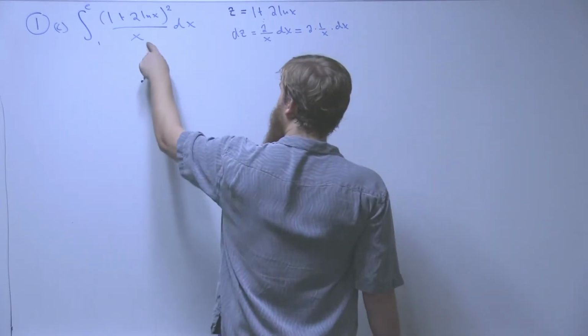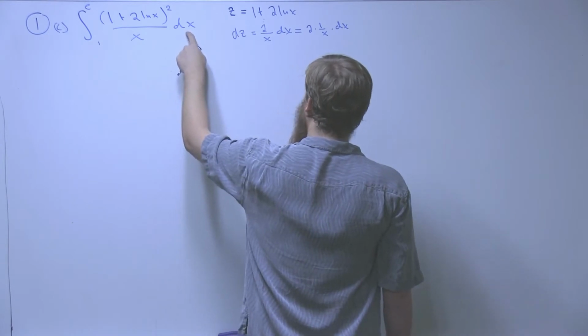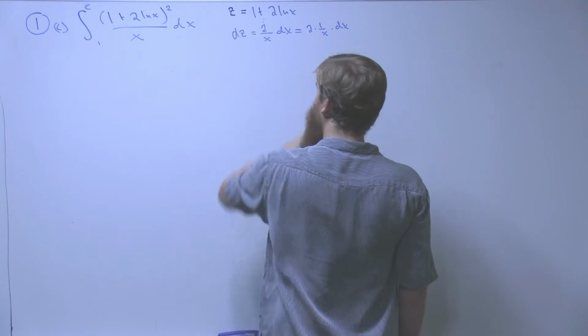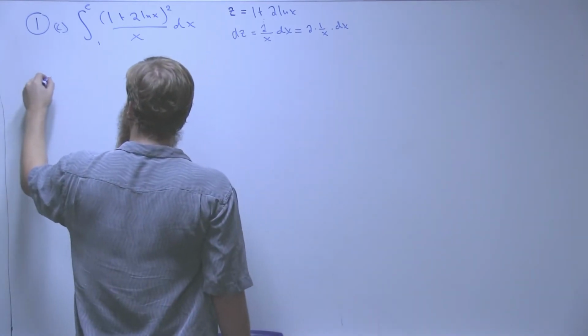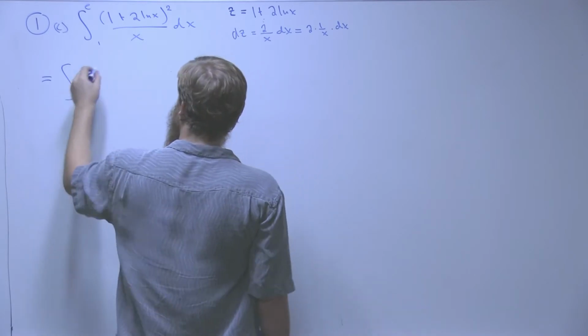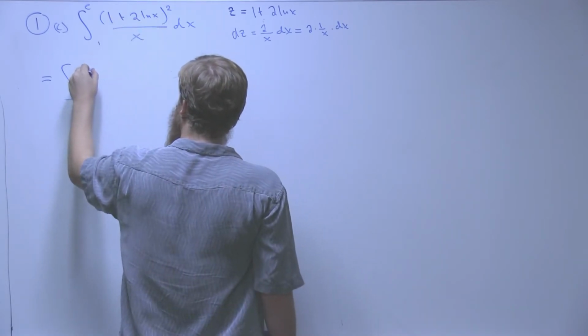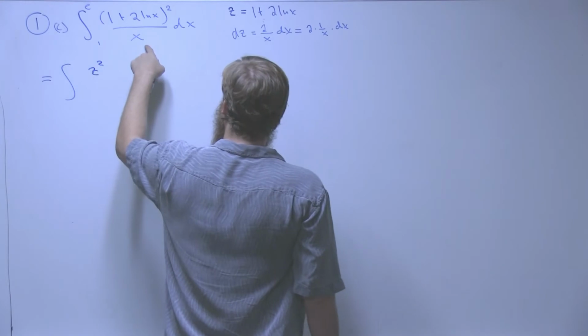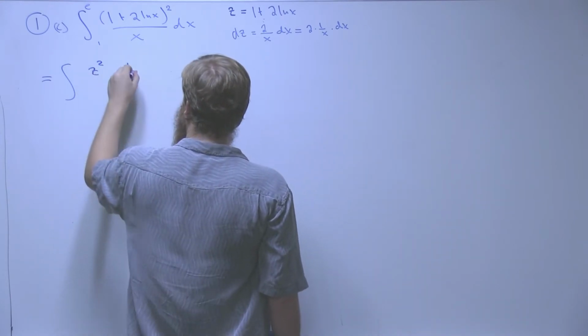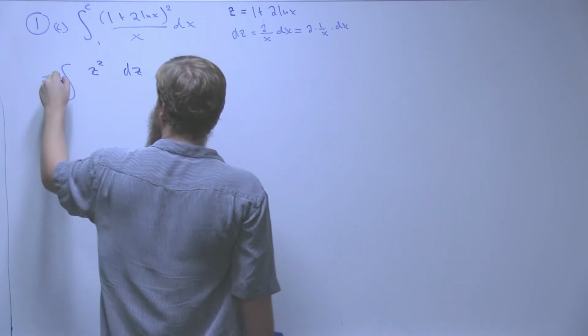So you've got a 1 over x from this guy, your dx is here. What you don't have is a 2. So if you divide everything by 2, you get 1/2 dz is equal to that. So my integral is going to look something like this. This piece is just z, so my top becomes z squared. 1 over x dx is almost exactly dz, except for a factor of 2.